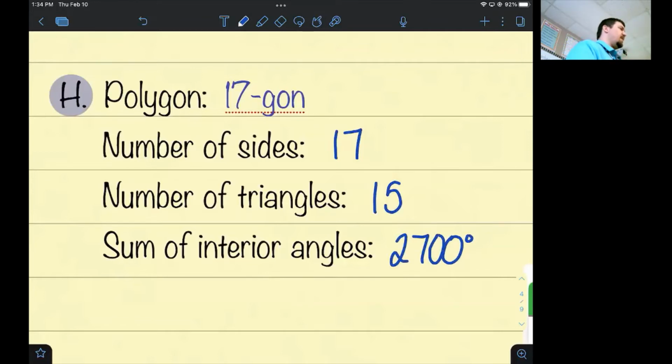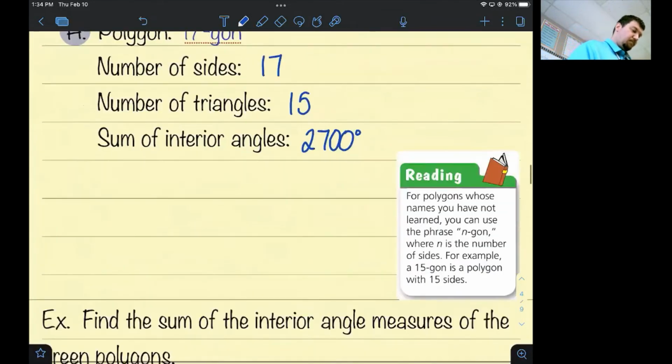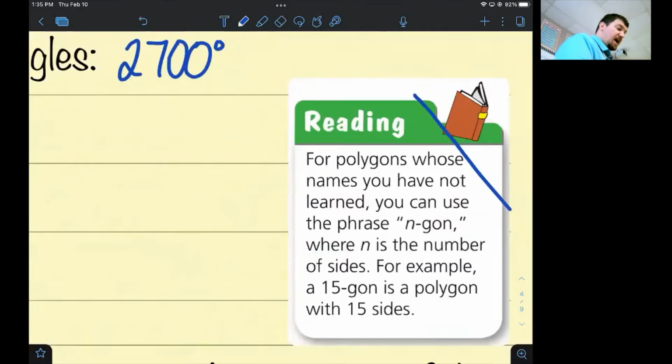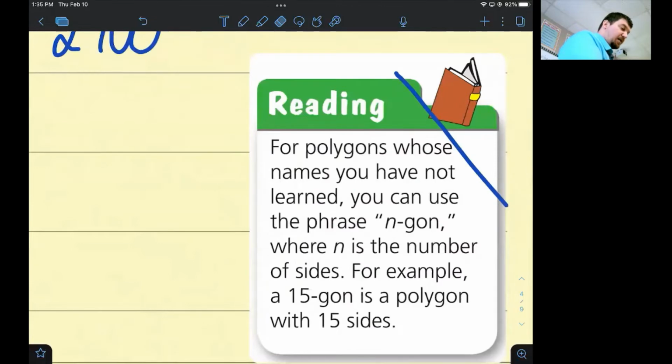Are you questioning his math? 15 times 180? Oh, yeah, I think it's right. Okay. So for polygons whose names you have not learned, like a 17-gon, you can just use the phrase n-gon, where n is the number of sides. For example, a 15-gon is a 15-sided polygon.